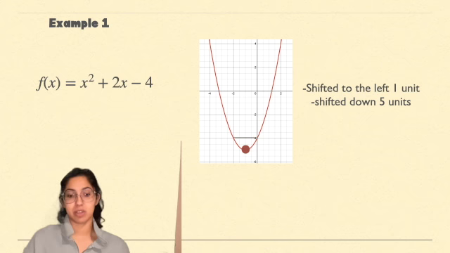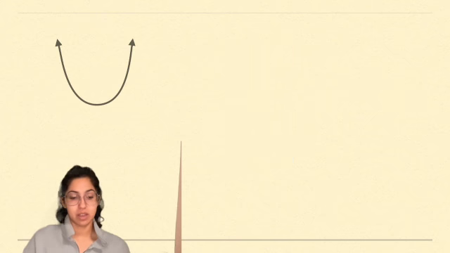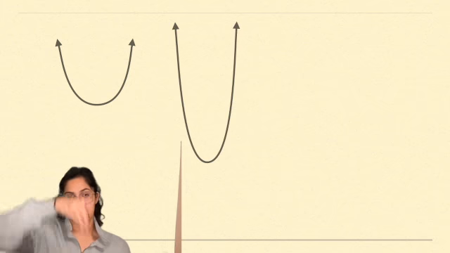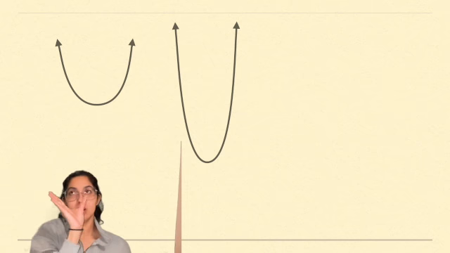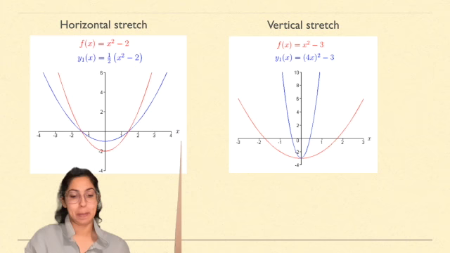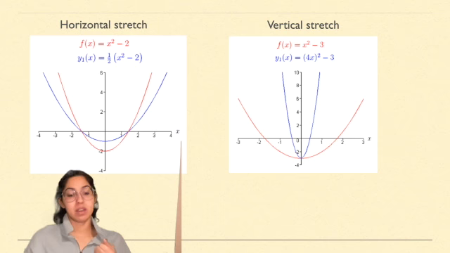So now we're going to talk about stretching and shrinking. Our original parabola will look like this, like a nice little smiley face. And then we've got a vertical stretch, so it extends and gets skinnier in this sense. And then we've got a horizontal stretch, which is like this. It just gets wider. So here are some examples of a horizontal stretch and a vertical stretch.